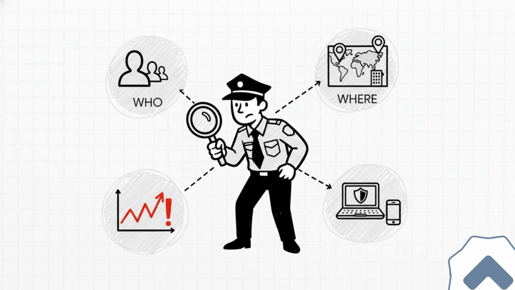And our guard is super thorough. It's asking a bunch of questions. Who are you? Are you part of the marketing team or the finance team? Where are you signing in from? Is this the trusted corporate network or a coffee shop halfway across the world? What are you using? Is it a company laptop or your personal phone? And maybe most importantly, what's your risk level right now? Does this whole thing look a little suspicious? All of these signals together create a complete picture of the situation.